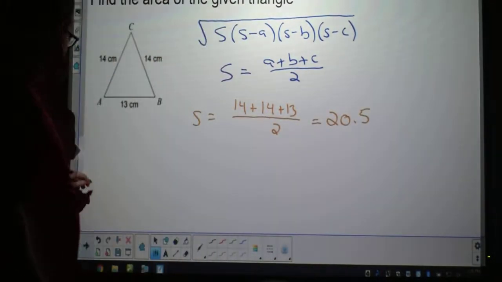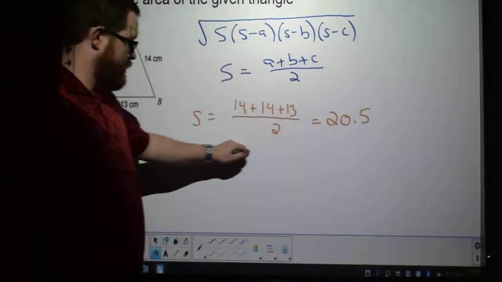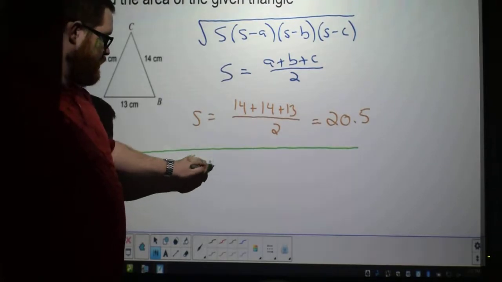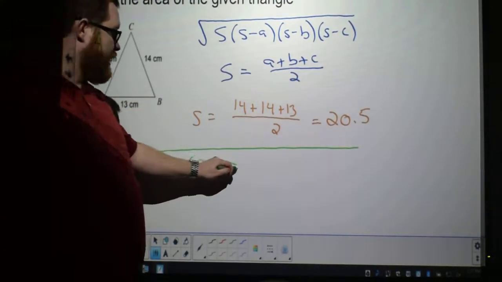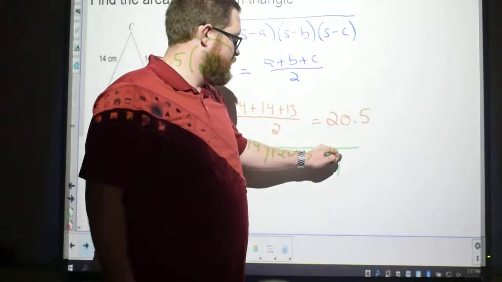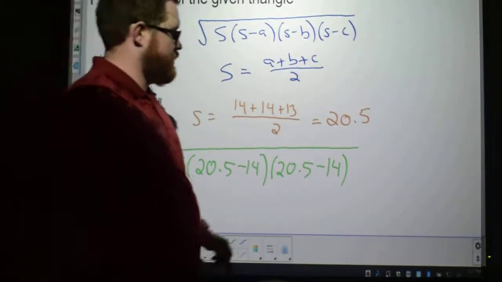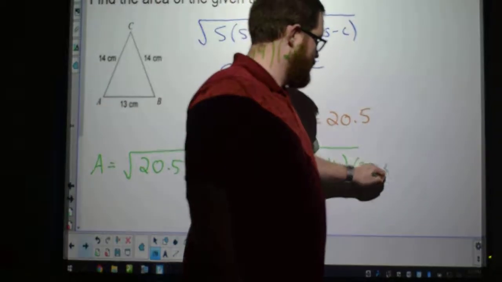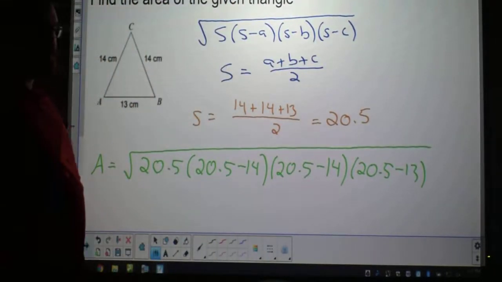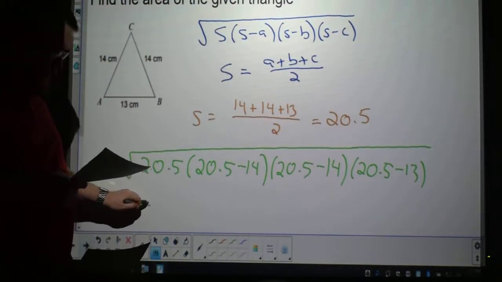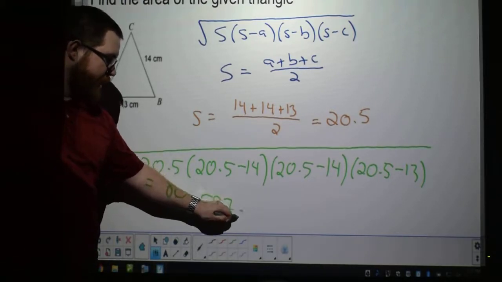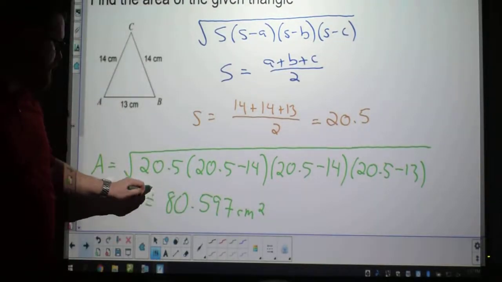Now that I know that, my area is the square root of S, times S minus A, so one of the sides, S minus B, another one of the sides, S minus C, the third side. It's a longer formula, but it's still something you can easily type in your calculator. You'll get 80.597. I gave you units, so you have to give me units back, cubic centimeters.